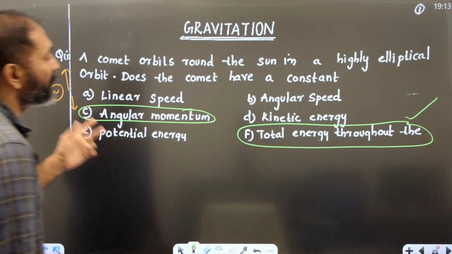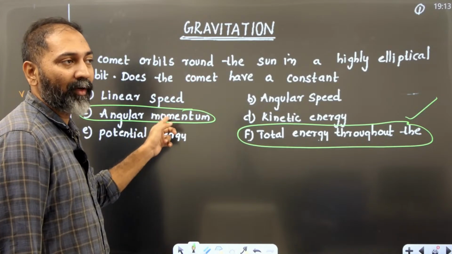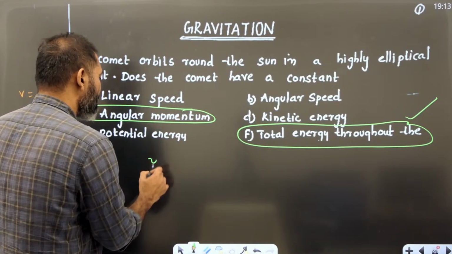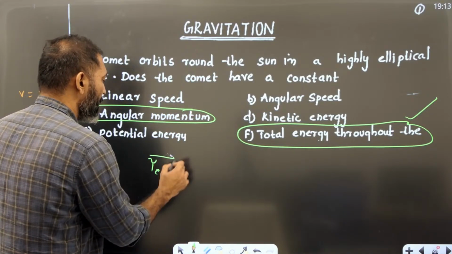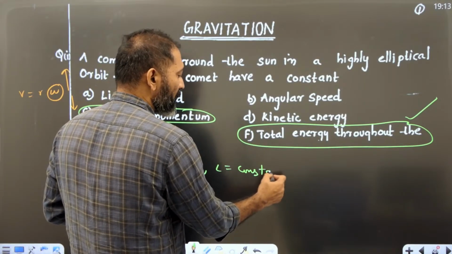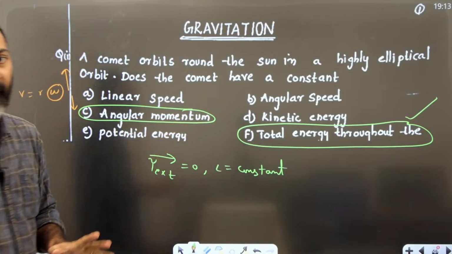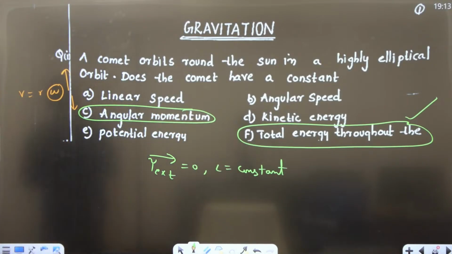So what are the things that will be constant when a planet revolves around the sun? Angular momentum, because we know that if external torque is 0, angular momentum L will be a constant. And always remember, total energy will be a constant. Kinetic energy, potential energy will vary, but total energy will be a constant. നോട്ട് ചെയ്യേണ്ട കാര്യമാണ് കേട്ടോ. നോട്ട് ചെയ്യട്ടോ.